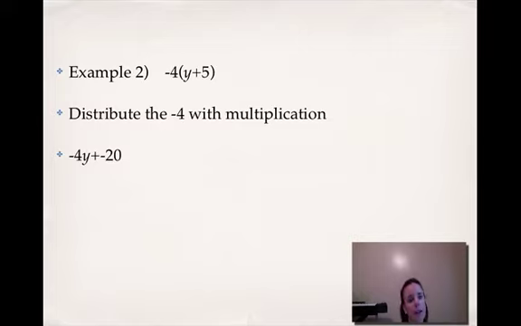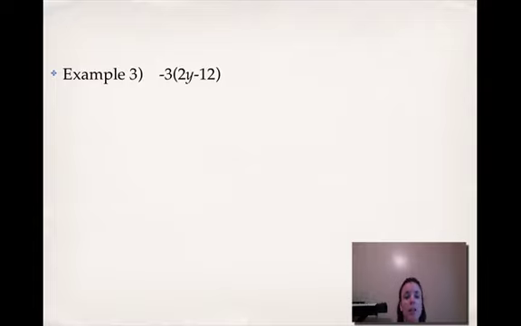Be careful with that. It's negative 4 times 5. It has to be a negative answer. You can write it this way, or just negative 4y minus 20. We have another example, 3. This time I have a negative number on the outside. It's negative 3 times the quantity 2y minus 12. Remember, I distribute the negative 3 using multiplication. So it's negative 3 times that 2y and negative 3 times a negative 12. So it's going to become negative 6y plus 36.